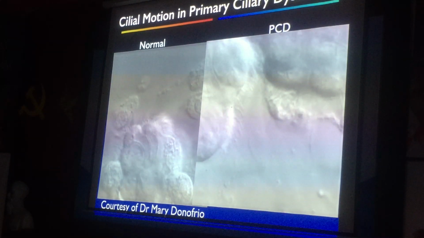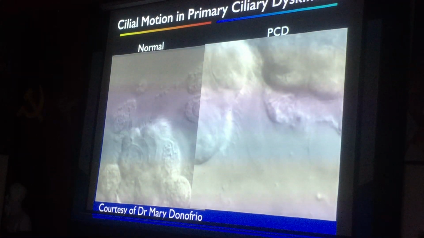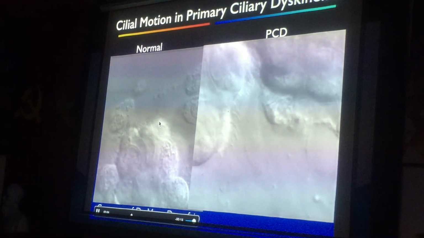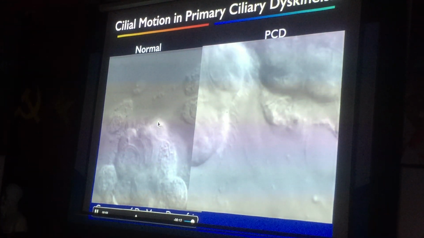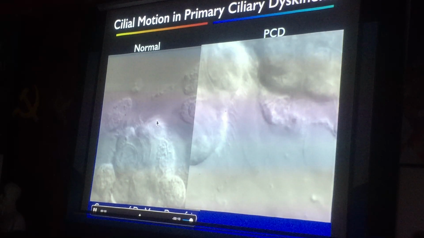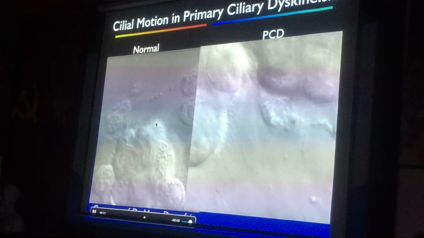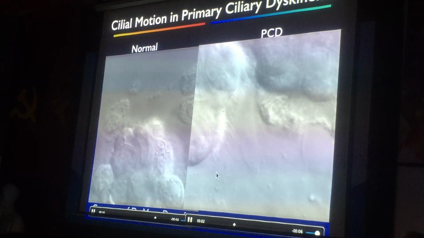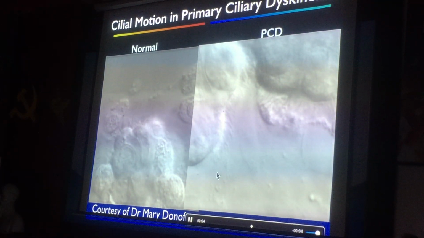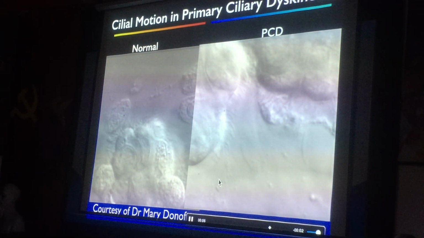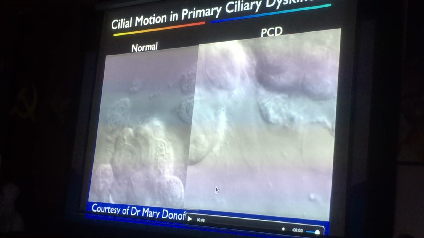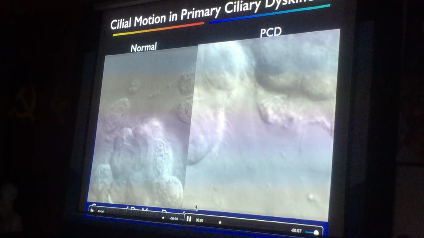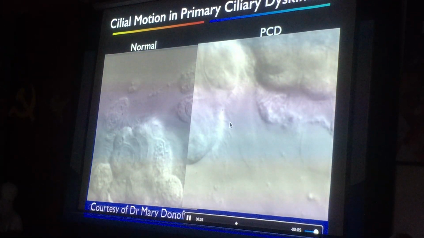So here is a nasal biopsy from a normal person. Okay, and you see the cilia are beating beautifully. Can you see them? They're beating. Well, I can see it. So if I can see it, you can see it. There, on that one. Now I'm going to show you the cilia beating on this example. They are actually moving. Can you see them moving? See, one or two of them moving here.